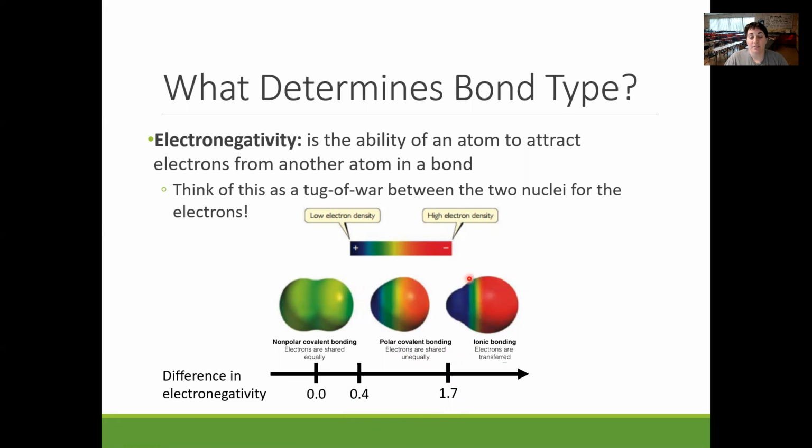And then finally, when the difference in electronegativity is so large, one atom is pulling so much harder, it literally is able to remove the electron from the other atom. That's called an ionic bond. The difference is really, really large in electronegativity. So one atom has a much higher electron density, meaning it has the electrons more than the other. That's called an ionic bond. The electrons are completely transferred. They're not even being shared anymore.